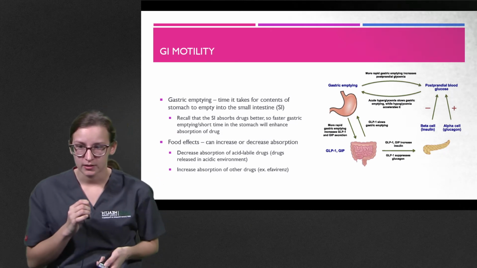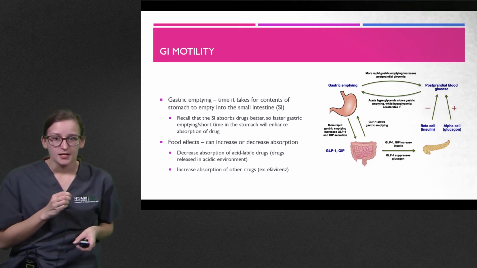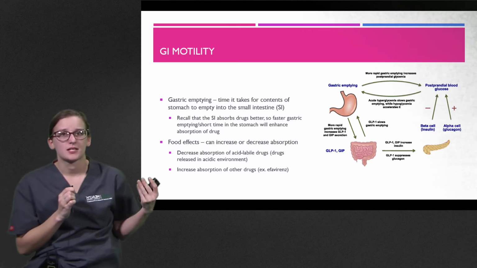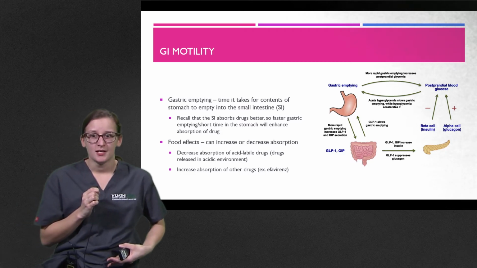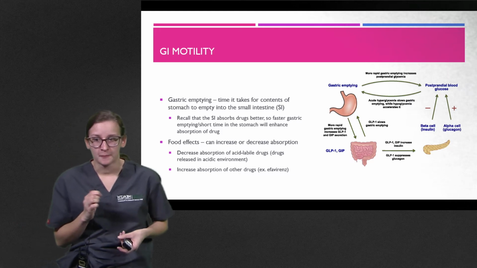All right, so GI motility here. Gastric emptying is basically the time it takes for the stomach to empty into the small intestine. So faster means it gets from the stomach to the intestine faster. If GI motility is slow, that means it's not getting there as quickly.